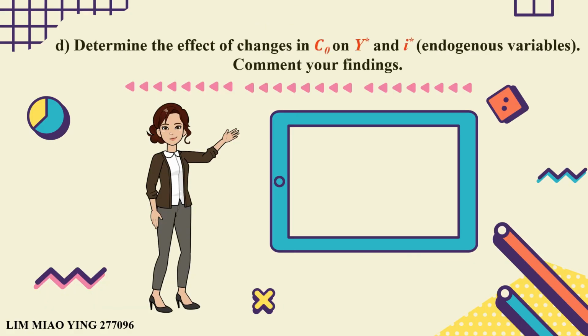Good day everyone, so now I will talk about determining the effect of changes in SINA on the endogenous variables, which are Y star and I star. As we know, the changes in SINA we can rewrite as delta SINA. So dy star divided by d SINA is for Y endogenous and di star divided by d SINA is for I endogenous.